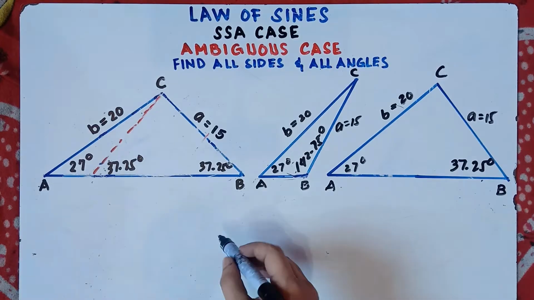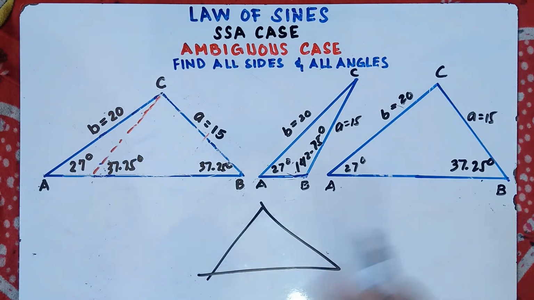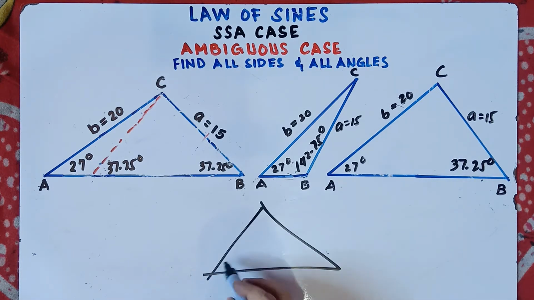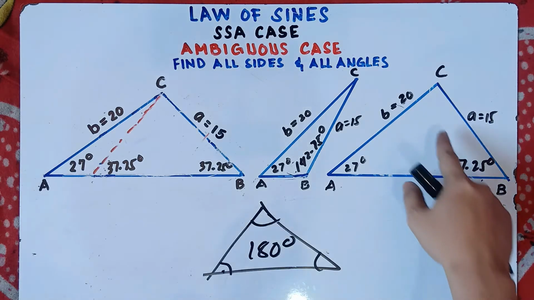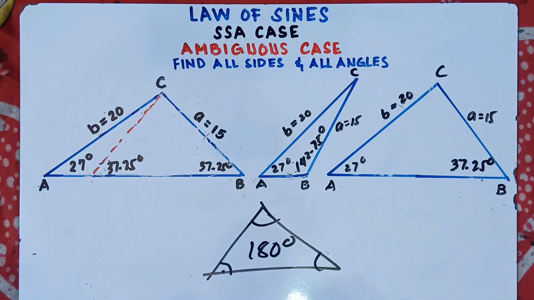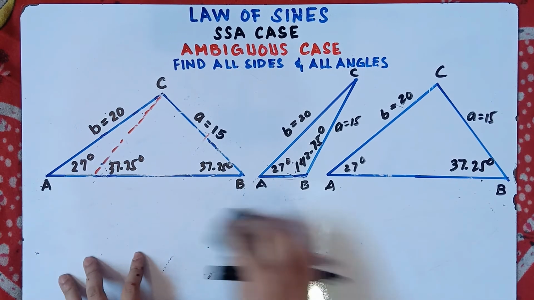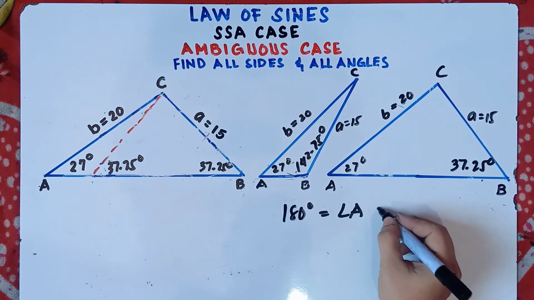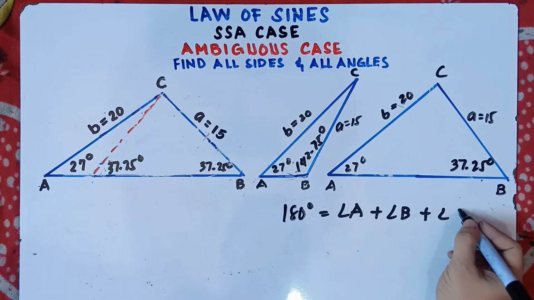Once again, class, any kind of triangle, even if it's equilateral, isosceles, right triangle, acute triangle, obtuse triangle, the sum of these interior angles should be equal to 180 degrees. If we add these three angles, it should be equal to 180 degrees. Therefore, to find this angle C, we can just simply add this up and subtract it from 180 degrees. Or we can use the formula. We can say that 180 degrees is equal to angle A plus angle B plus angle C.